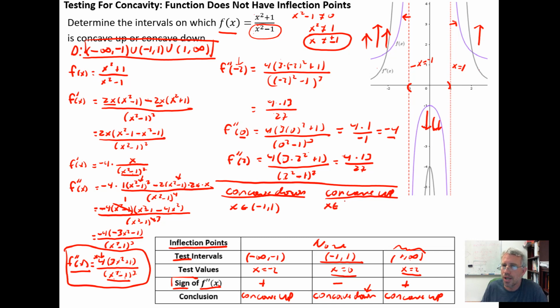So when x is an element of, the first interval on which we were concave up was the interval from negative infinity to negative 1, union, the second interval on which we're concave up, which was the interval from 1 to infinity. So we add that interval to the union, and there is our locations where we're concave up.